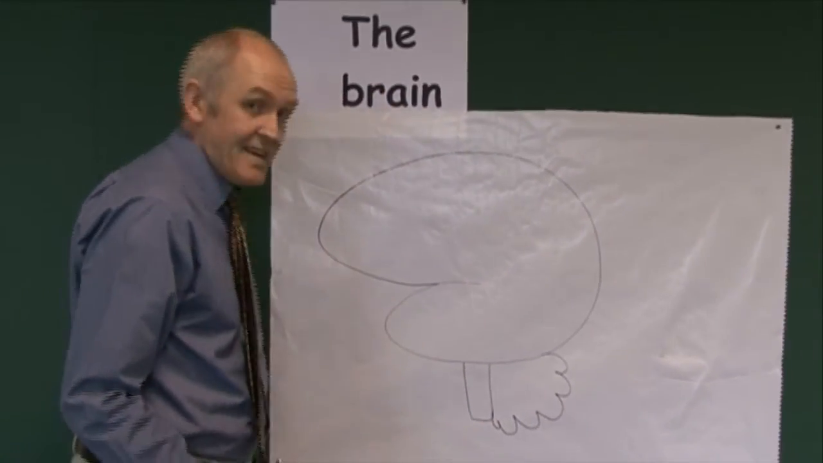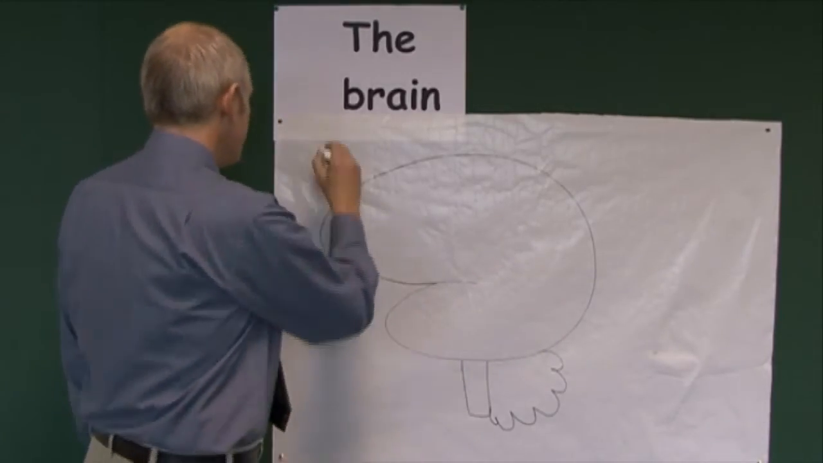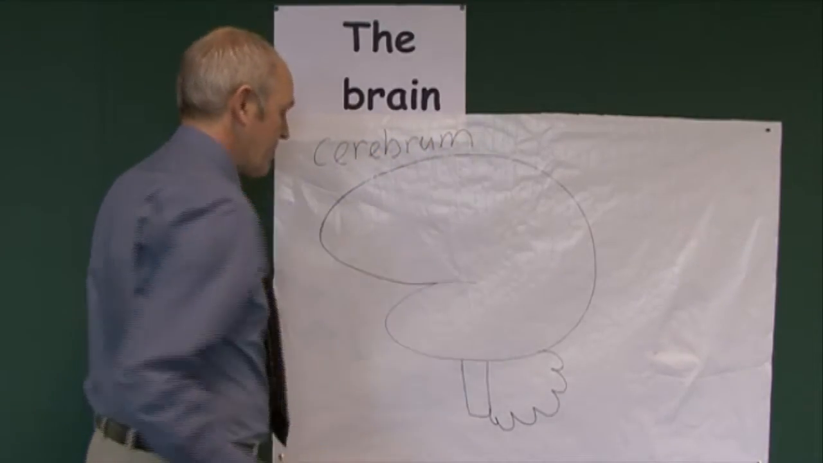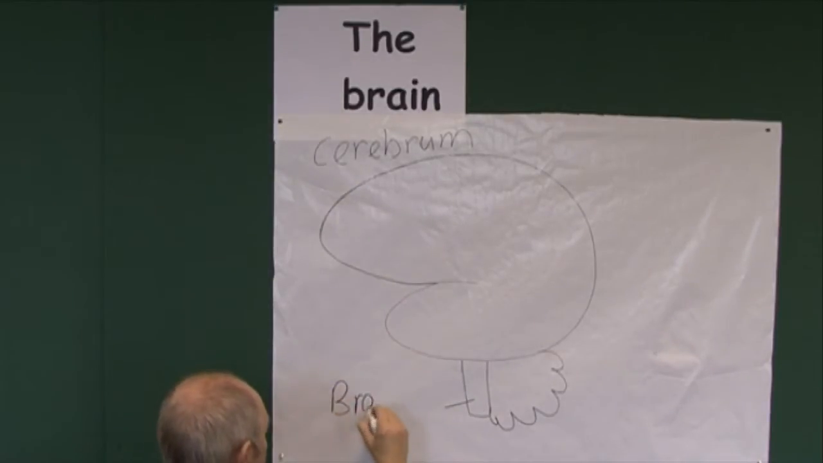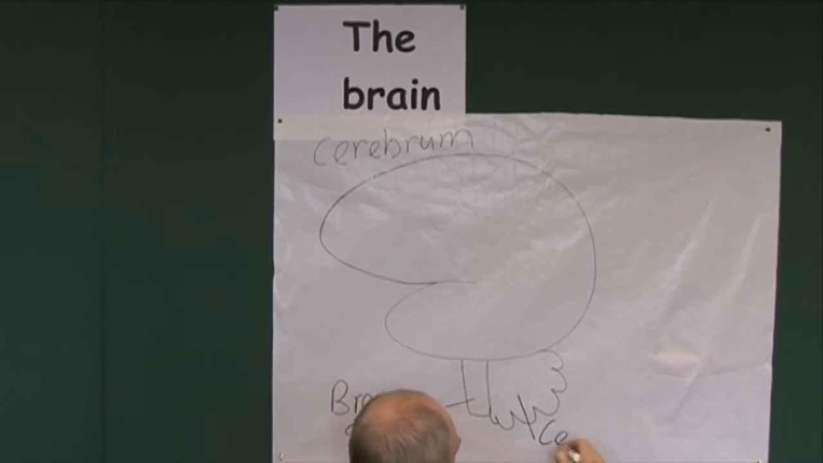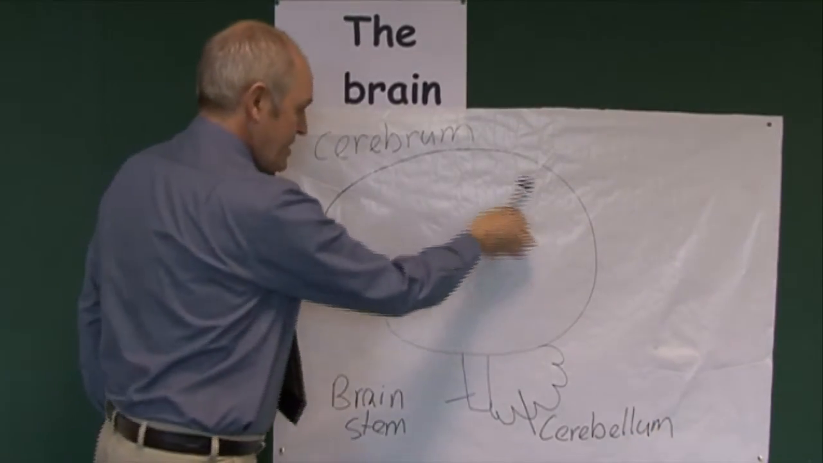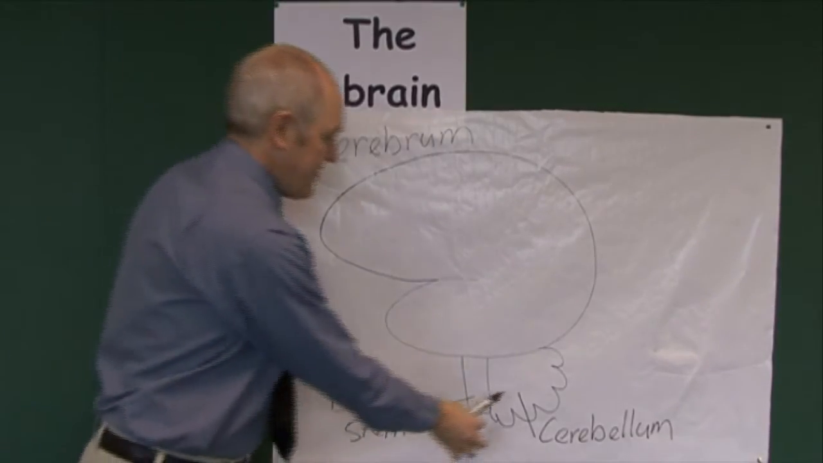So what we've drawn here really is the three main areas of the brain. This top part of the brain is called the cerebrum. This is the brain stem down here. And this bit at the back is the cerebellum. So the three main areas of the brain: the cerebrum, the large upper part, then the brain stem below at the front, and then the cerebellum.